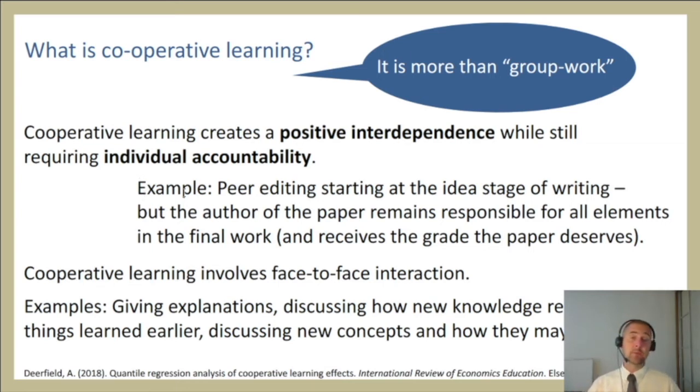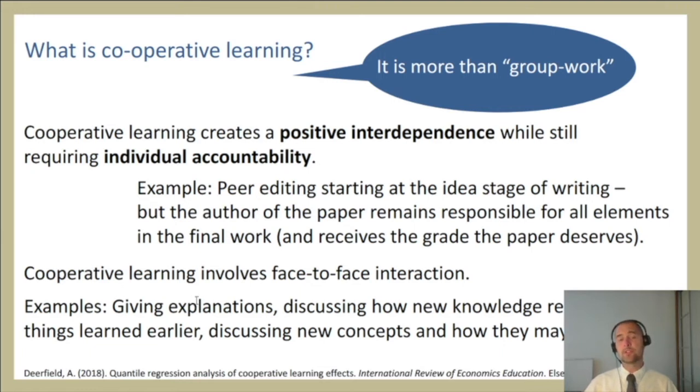An example of this might be in the context of writing a term paper. There may be peer editing starting at the ideal stage of writing, where a student produces a draft of their paper and gives it to colleagues in class for some feedback, and then incorporates that feedback in the final work. But ultimately, the author of that text remains responsible for all elements in the final work and receives the grade that the paper deserves. So in that sense, the student is still individually accountable, but gets a lot of feedback and advice and input from colleagues. So that basically encompasses these two aspects.